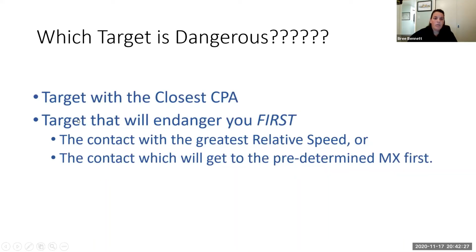And then if you have multiple targets with close CPAs that you don't like, which one is going to hit you first? Meaning which has the greatest relative speed. So you don't want to be maneuvering for someone that's going to hit you an hour out when someone might be hitting you 10 minutes out. So you want to maneuver for the one that's going to get to you first, essentially, which has the greatest relative speed, or which is going to get to that predetermined maneuvering point first. So that is what we are going to think about when we are determining which target is more dangerous. Who is the closest CPA and who's going to get to that CPA first?